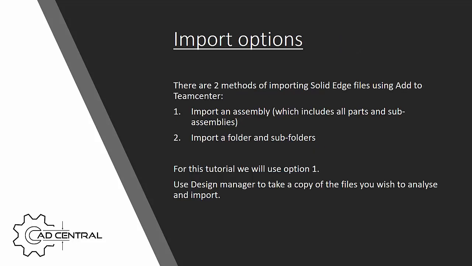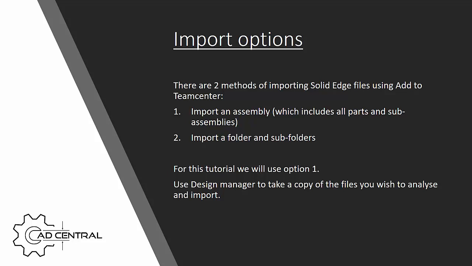So there are two options that you can use. There's possibly a few more, but these are the main two for bulk importing anyway. One is to import an assembly, and that will import any parts and sub-assemblies associated with that. The second option is to import a folder and all of its subfolders. The second option is a little bit harder if you've got things in there, to analyze what you've got in there.